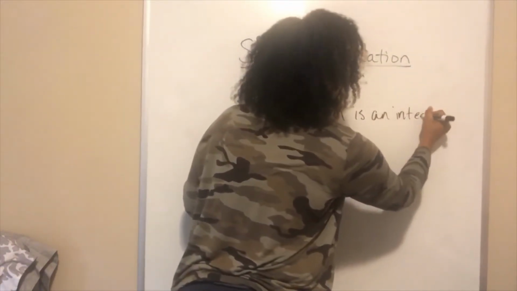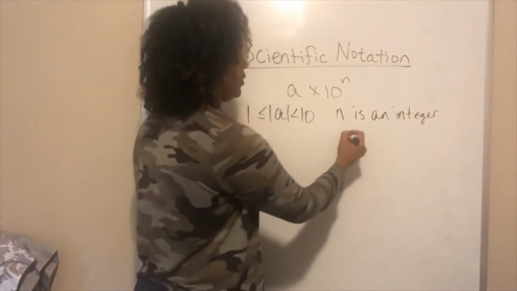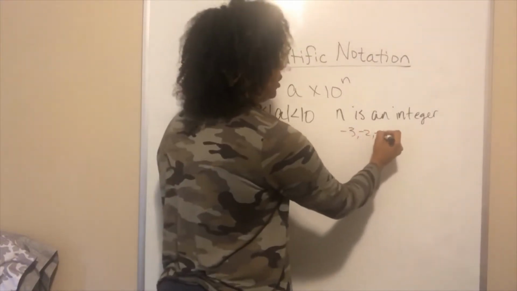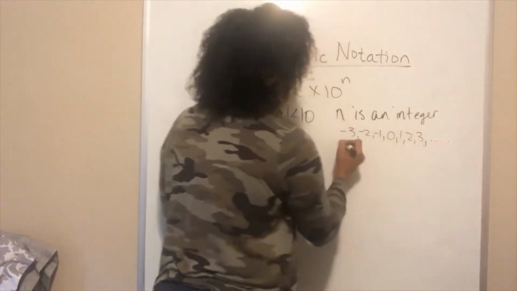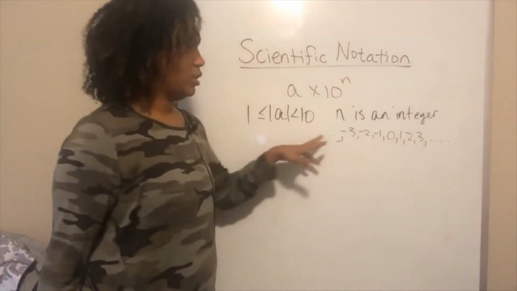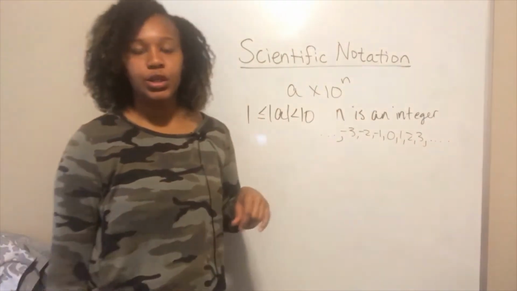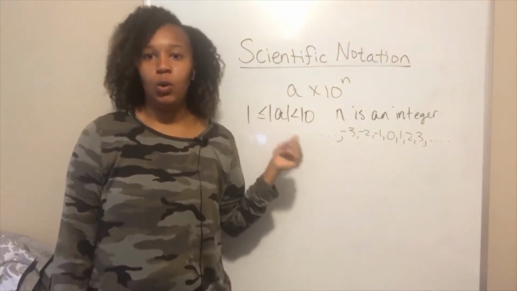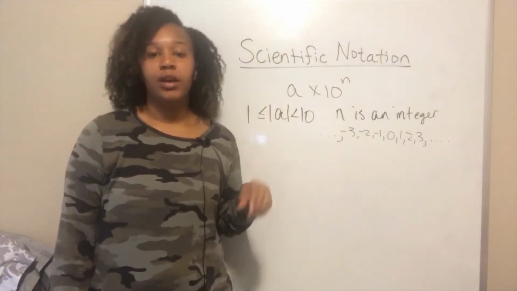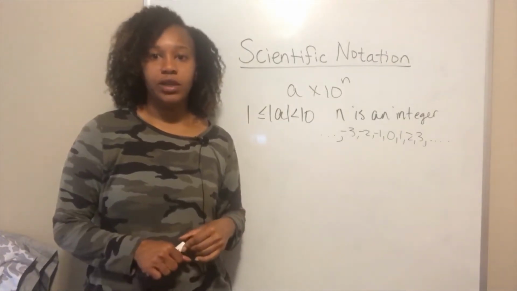So what is an integer? Your integers are -3, -2, -1, 0, 1, 2, 3, and so forth, and you can keep going in that direction. So n is an integer, your exponent is an integer, and then this number has to be between 1 and 10, and it can equal 1. So that's when a number is expressed in scientific notation.